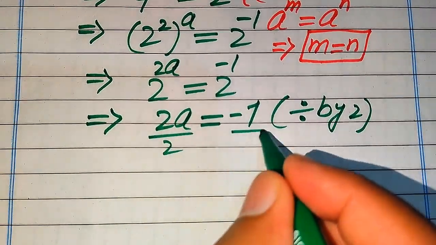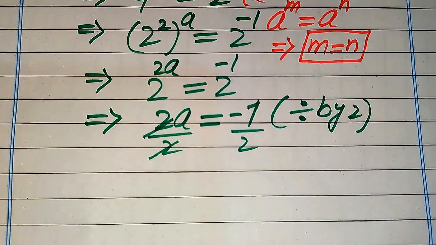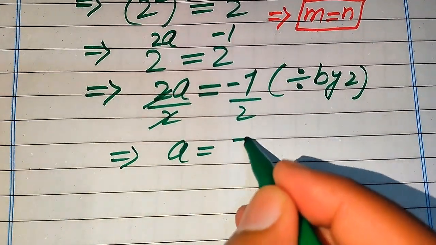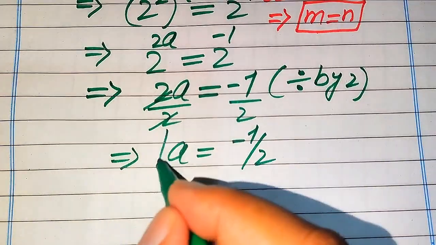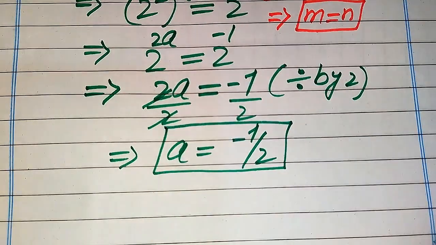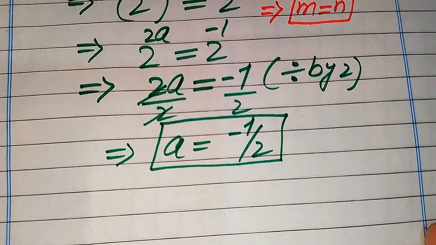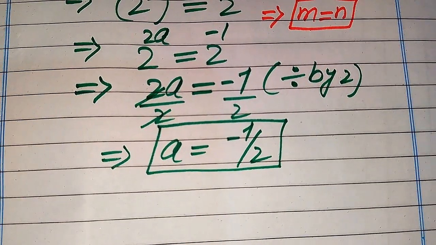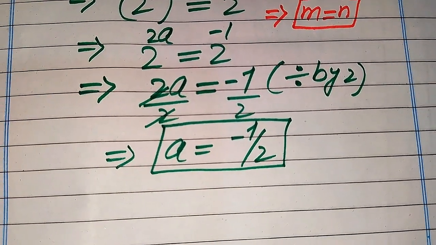When we divide by 2, this 2 is cancelled out by this 2, and we obtain a is equal to minus 1 divided by 2. So this is the value of a, or this is the first root which we get from the first method.